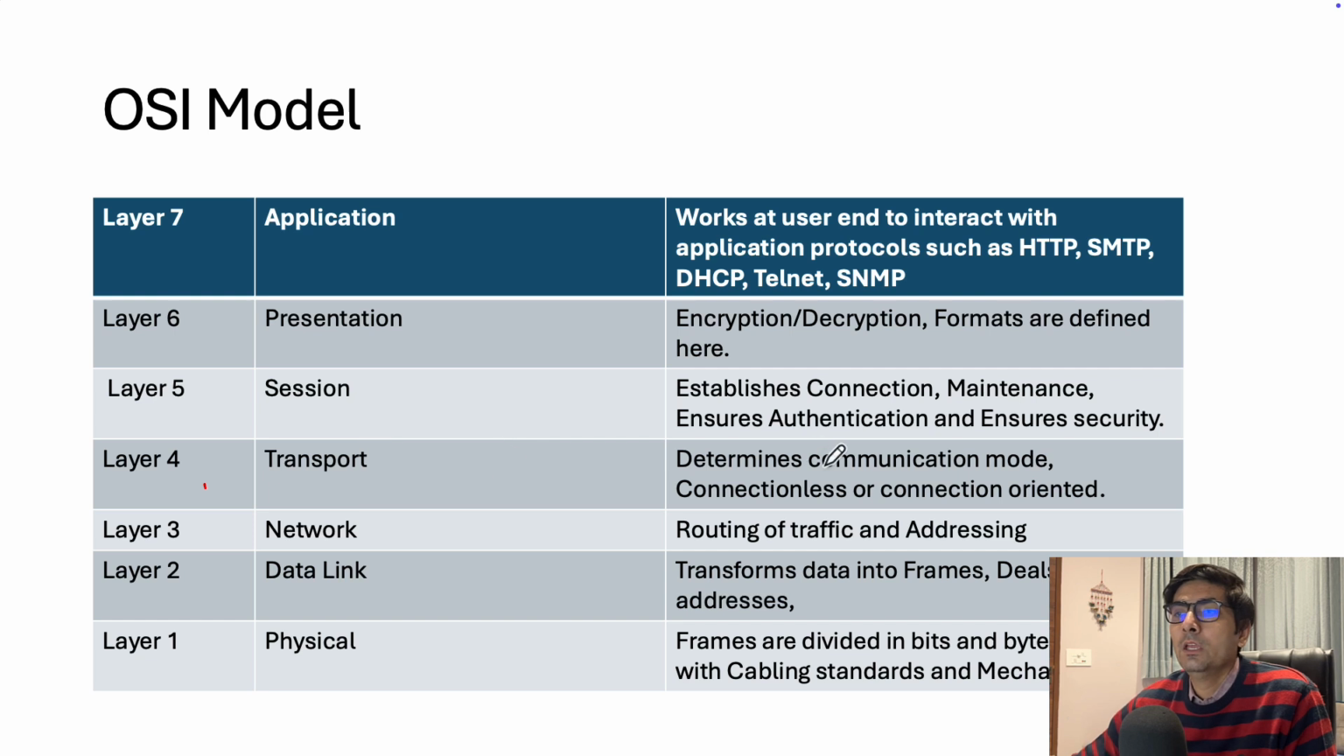All right. So it is the actual transport. So here the L4 header is added and data is broken into either segments for TCP, and it will be broken into user datagrams if it is using UDP.